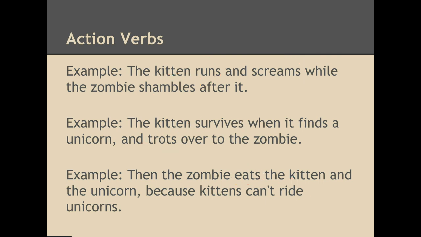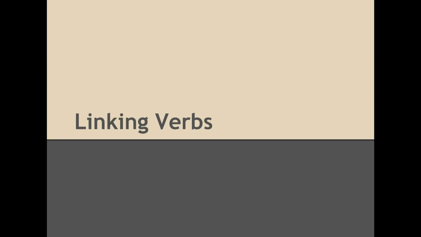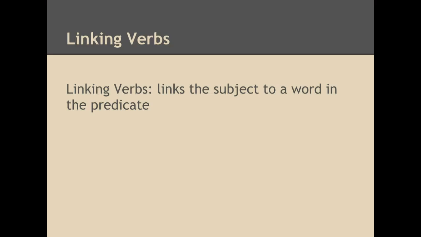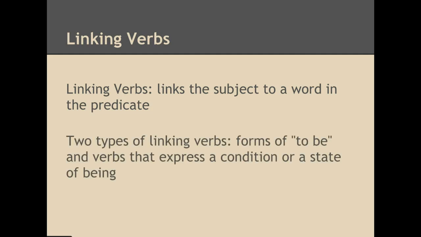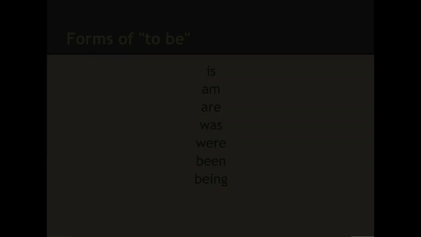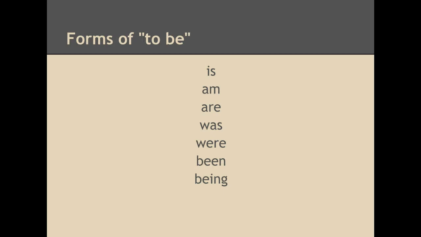That's nice. Next up, linking verbs. A linking verb is a verb that links the subject to a particular word in the predicate. We have 2 types of linking verbs. We have any form of to be, and we have verbs that express a condition or a state of being. We will talk about them both. The first type of linking verb are the forms of to be: is, am, are, was, were, been, and being.